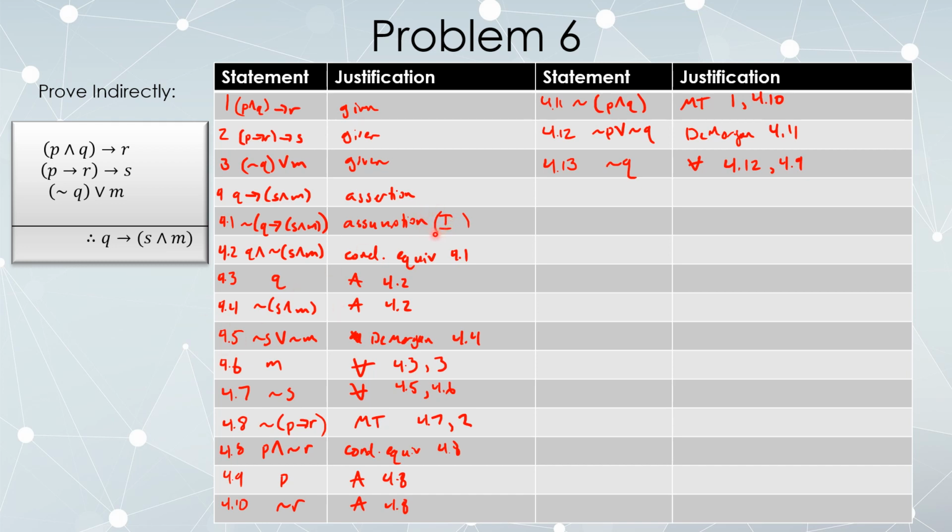So from this assumption, we're trying to derive a contradiction, but we have a Q and we have a not Q. So let's conjoin them. This is lines 4.3 and 4.13, and that is an obvious contradiction because we have a statement and its negation.